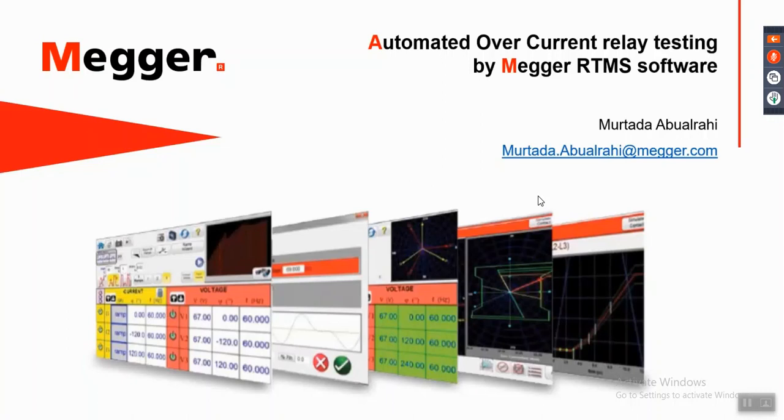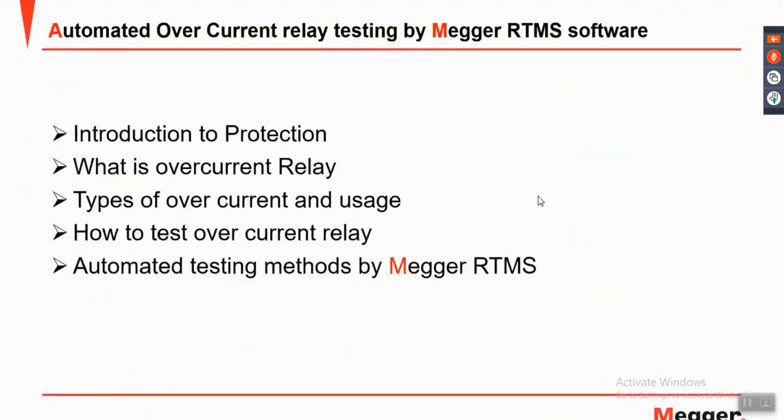Today we are going to talk about the Megger approach in testing the overcurrent relay via the RTMS software provided with Megger smart equipment. So today we will talk briefly about a general idea, the introduction about protection and what the overcurrent relay is and why we are using it, then the types of overcurrent relay, how to test those overcurrent relays, and then automated testing by Megger software.